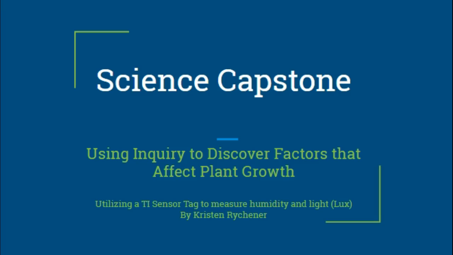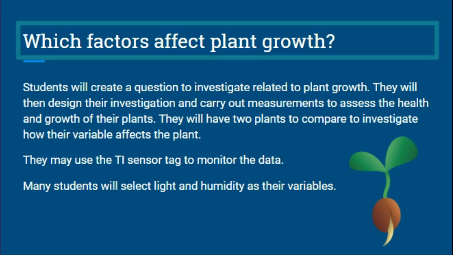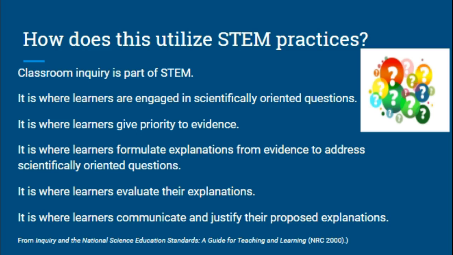My project is about using inquiry to discover factors that will affect plant growth, and my target audience is my third grade class. Students will create a question to investigate that's related to plant growth, and they will then design their investigation and carry out measurements to assess the health and growth of two different plants based on the variable that they're using. They will have two plants to compare. They will use the TI sensor tag to monitor the data. Some popular things they might choose would be to measure humidity or to measure how light affects the growth.